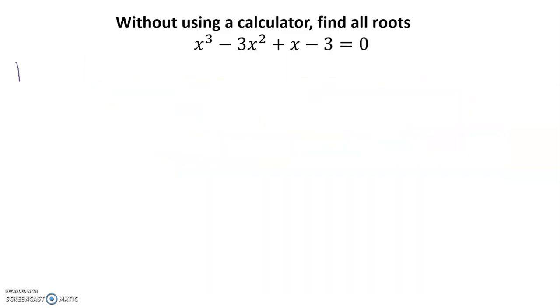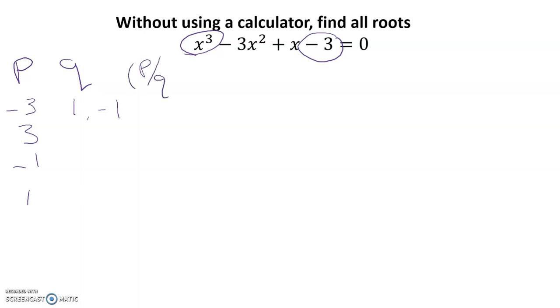So first I'm going to set up a column for p and a column for q. Now q is the variable given to the factors of the coefficient of the leading term. So our factors here are 1 and -1. Then we look at p. P are the factors of your constant. So here we have -3, 3, -1, and 1. So what we need to do is work out p divided by q and then substitute that value in to see if that in fact is a root.